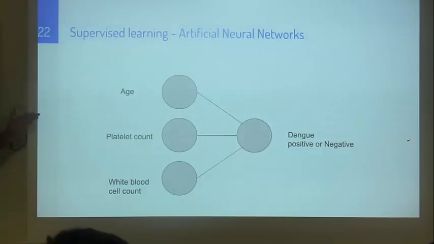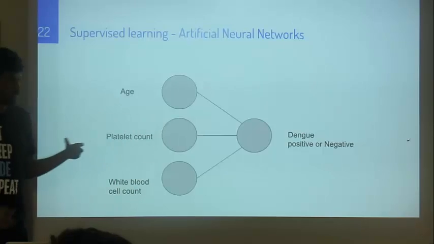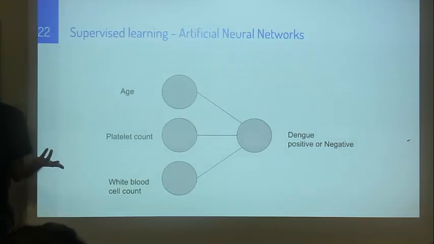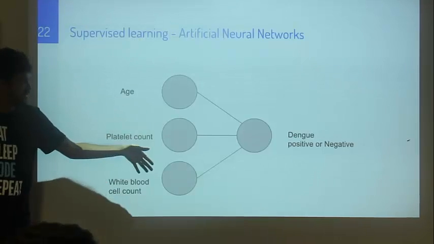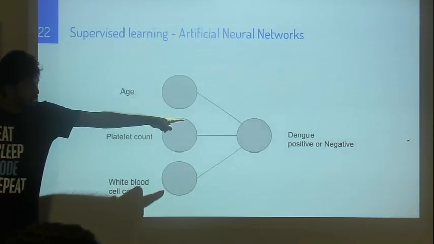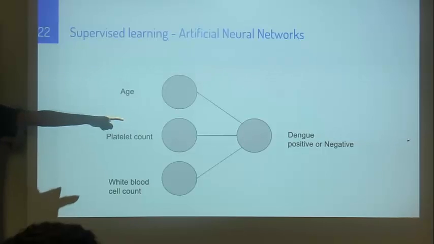So given an age, a platelet count, or a white blood cell count, we can come up with a function, a y equals mx plus c function, right? If we can find a relationship between the y and the x, then given any x, we can get a y. That's what y equals mx plus c does. So given these features, we get a positive or negative answer.